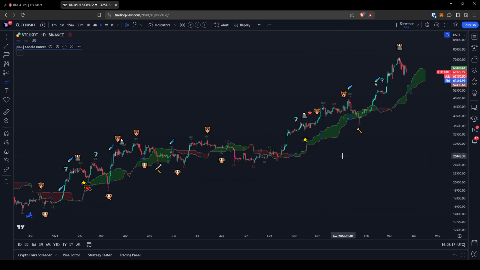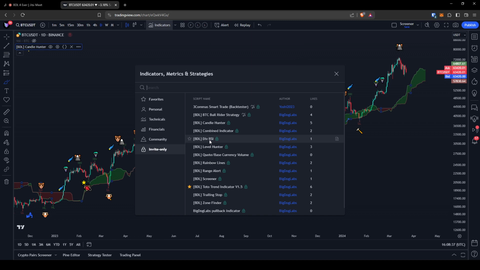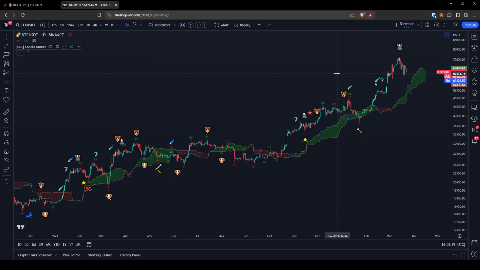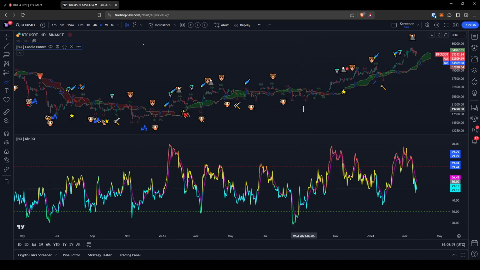It's best to use the Ichimoku cloud in combination with other indicators, like the RSI. That would be fine. And can you turn on the bullish and bearish divergences of the RSI?